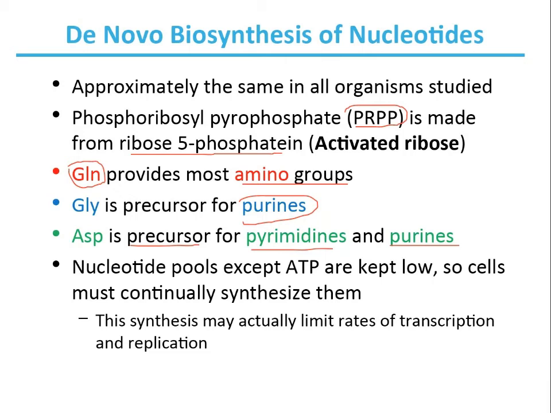The nucleotide pools, except ATP, are kept low, so cells must continually synthesize them. Why are they kept low? Because we synthesize them only when we need them. So we don't make extra. When we need it, we make it. This synthesis may actually limit the rates of transcription and replication.